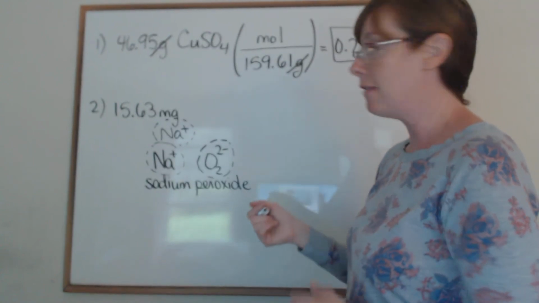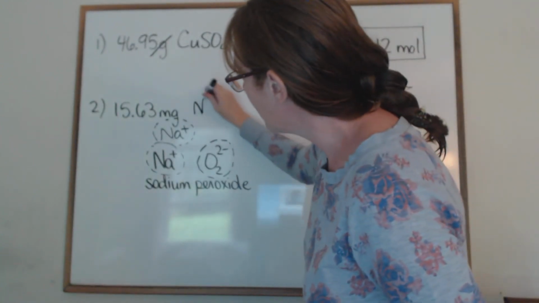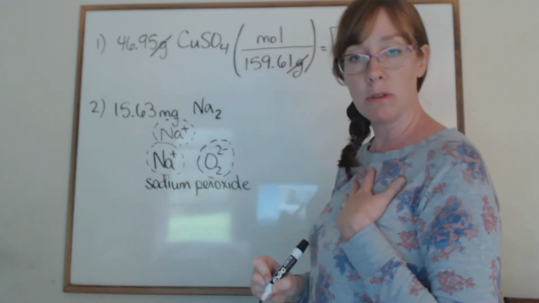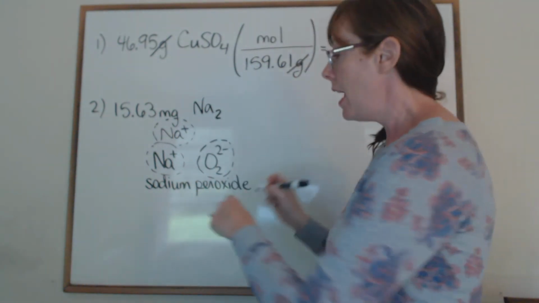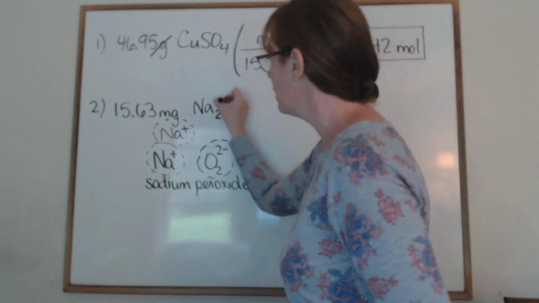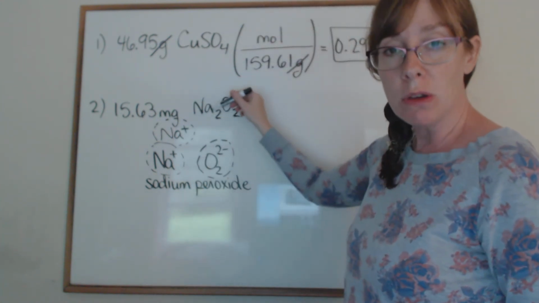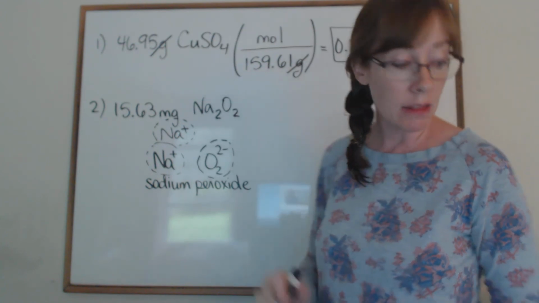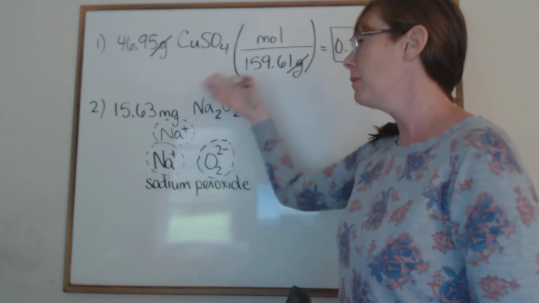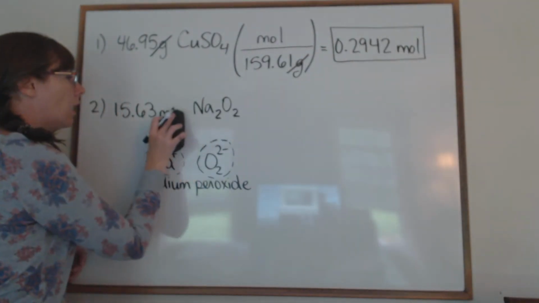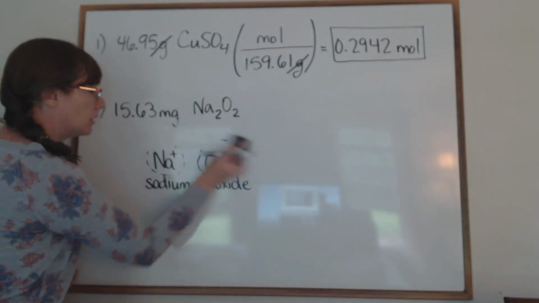So how do I present that formula? I always write the cation first, not just me, everybody does. Na2, because remember the subscripts are there to tell you how many you have. And then you just have 1 peroxide, so that comes in as O2, because peroxide is O2. Remember, you don't write the charges when you're writing the neutral compound. Everybody knows that they're charged, but you don't continue to write it. All right, so that is our compound.